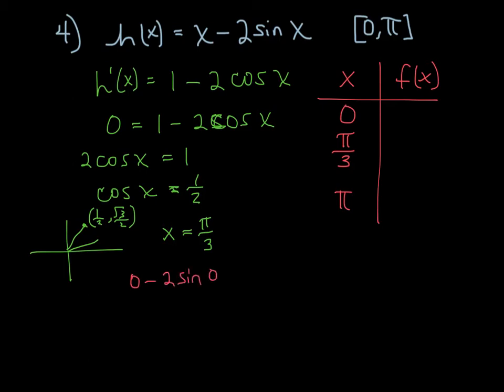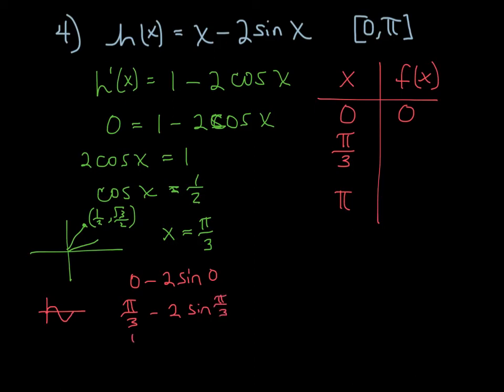Okay, well, sine of 0 is what? Think about your sine curve. Sine of 0 looks like what? 0. So 0 minus 0 is just 0. Okay, pi over 3. Well, I already have the point for pi over 3. So it would be pi over 3 minus 2 sine pi over 3.